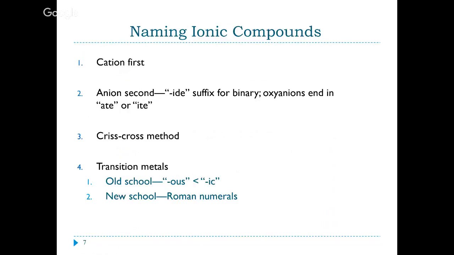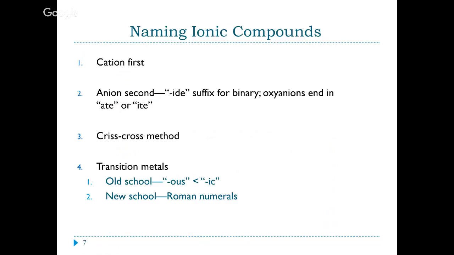An easier way to represent this, which I call the new school method, is to use Roman numerals. So we would say iron, parentheses, Roman numeral 2, or iron, parentheses, Roman numeral 3. Therefore, by looking at the name, if I say chromium 2, I know chromium's a +2. If I say chromium 3, I know chromium's a +3. But it's always metal, then nonmetal. If you only have one single nonmetal, it takes an IDE ending. If you've got a polyatomic, it keeps its name.